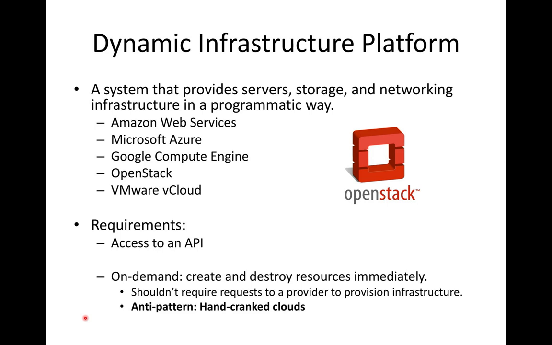Dynamic infrastructure platforms include things like AWS, which we're using in this course, Microsoft Azure, Google Compute Engine, which are competing offerings. There are on-premise software platforms like OpenStack and VMware vCloud, which also qualify as dynamic infrastructure platforms. And again, the key requirement to this infrastructure platform is that we have access to some sort of application programming interface, some sort of API that we can use to programmatically create all of the resources.